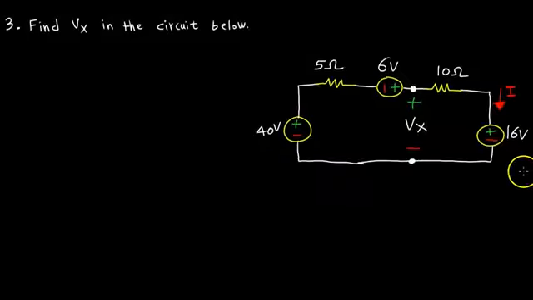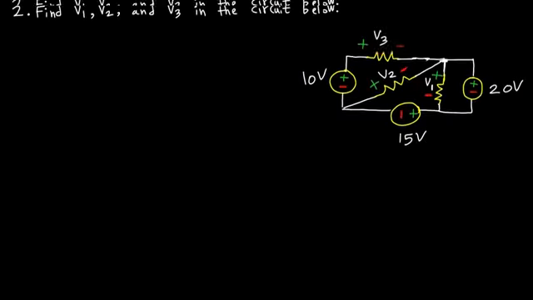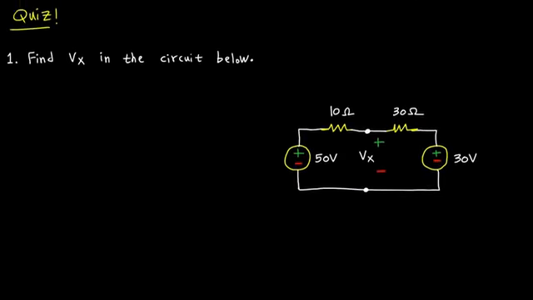Now in problem 3, we're asked to find again an unknown voltage Vx in the circuit when the current is defined as shown here. Okay, so I'll let you give it a try and box the final answer as best as you can, and I will begin with problem 1.